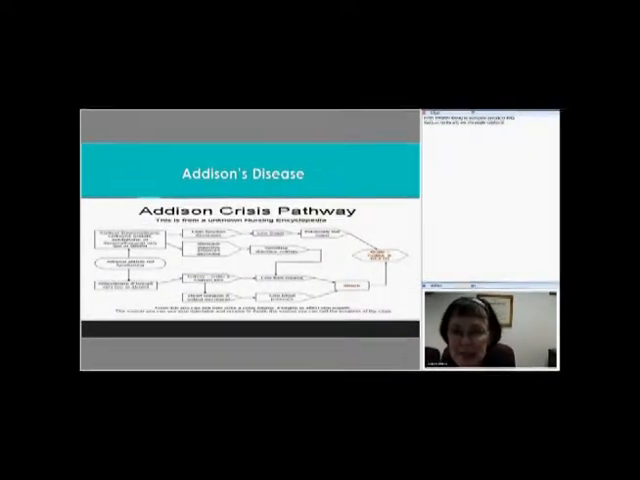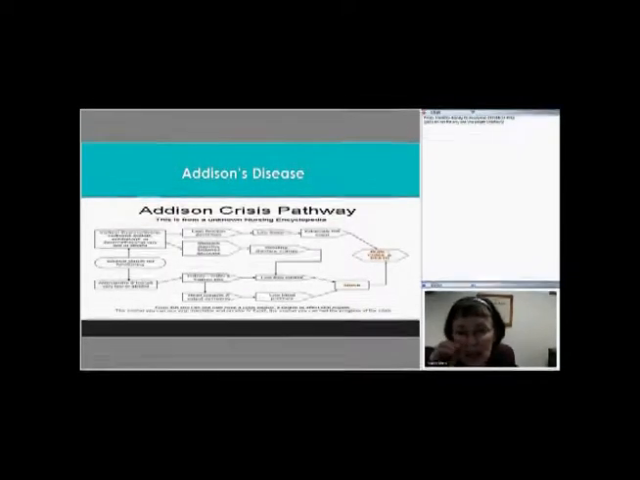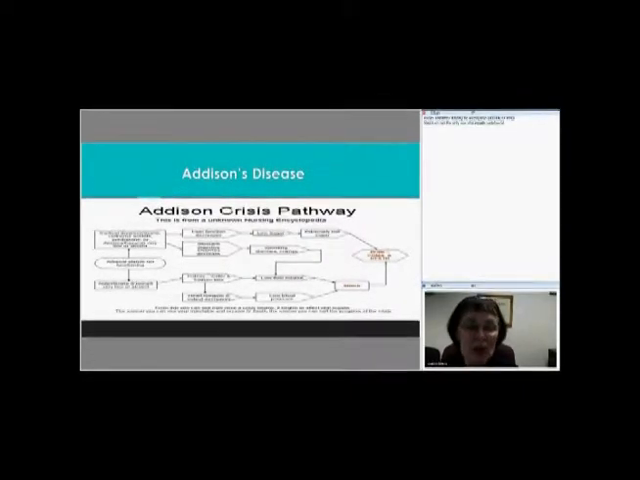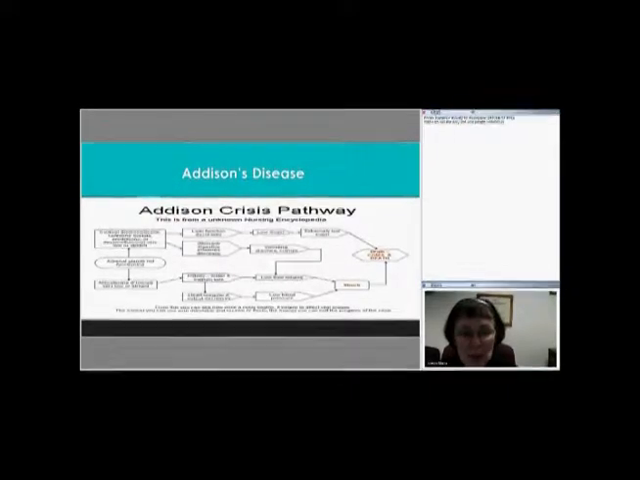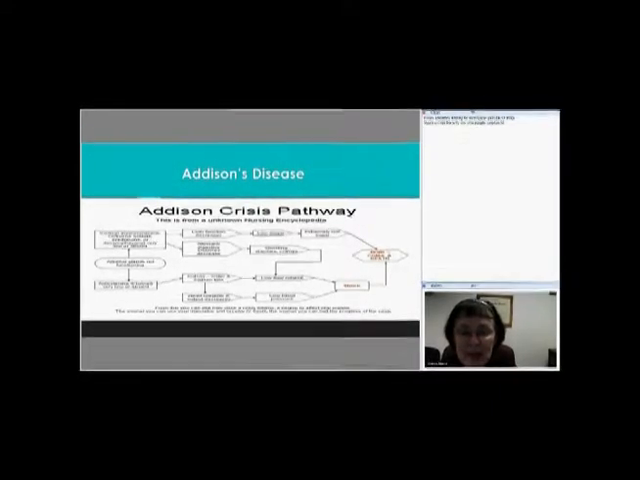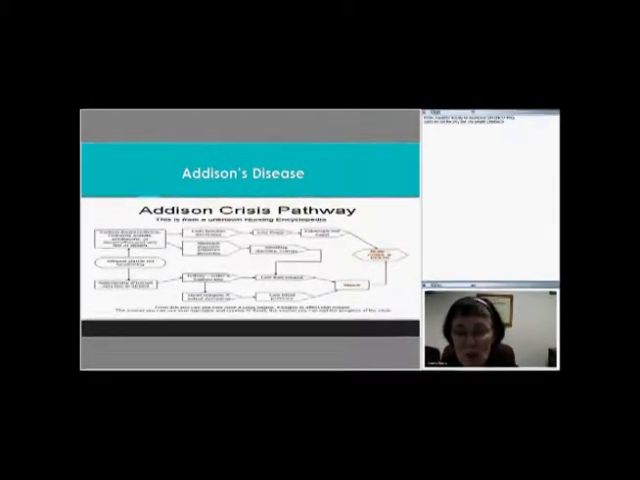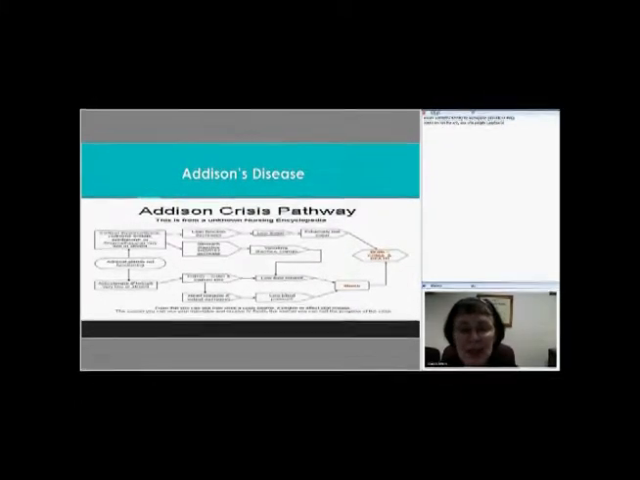Addison's disease is one of the diseases that, if not treated properly, can result in coma and death. So you're going to have in Addison's an inadequate supply of cortisol and aldosterone. And with the kidney, then what you have is water and sodium loss. So you have low blood pressure and low blood fluid volume, which can lead to shock and death.